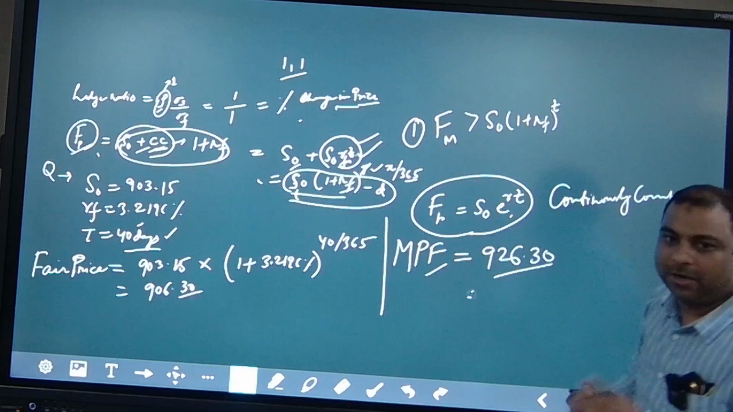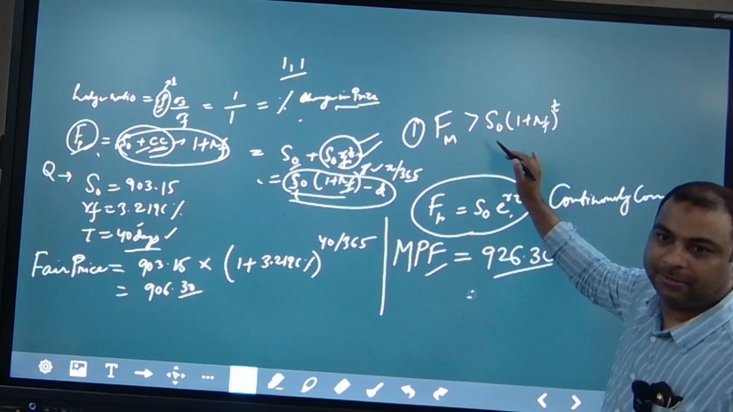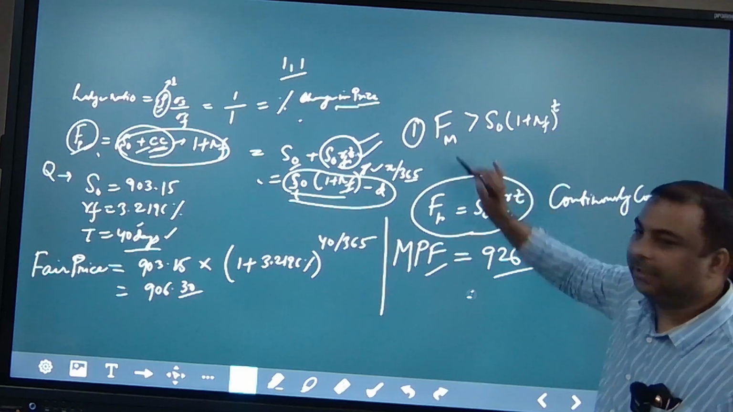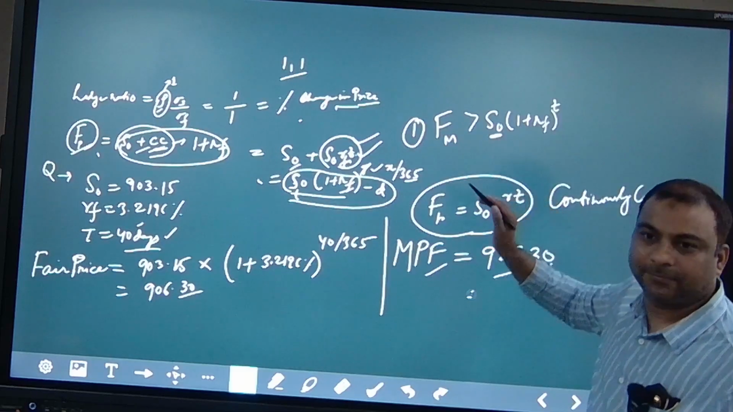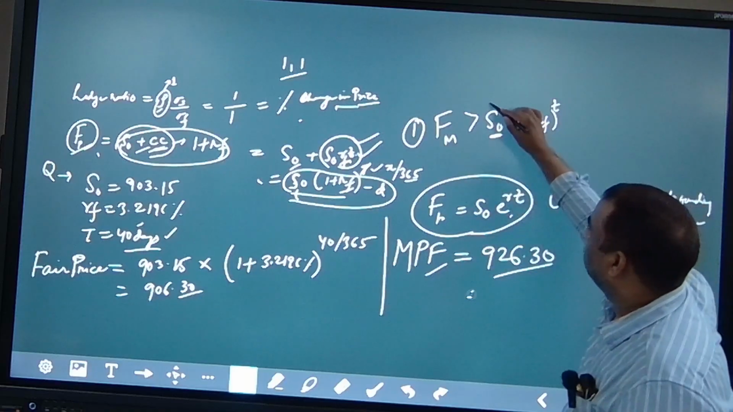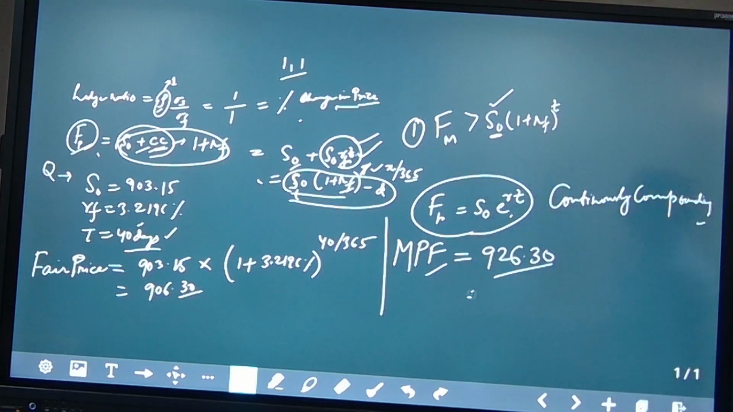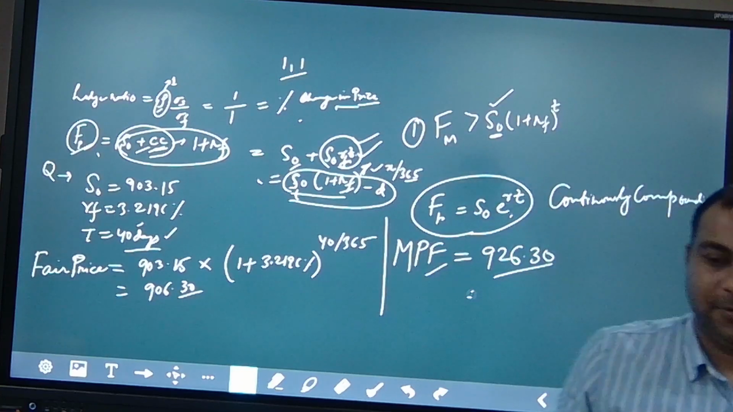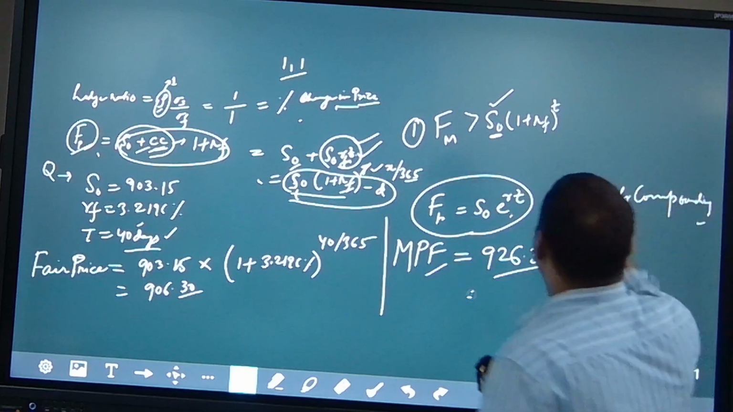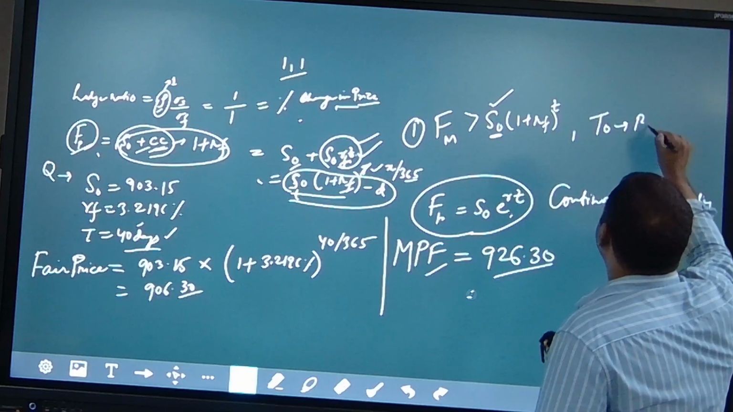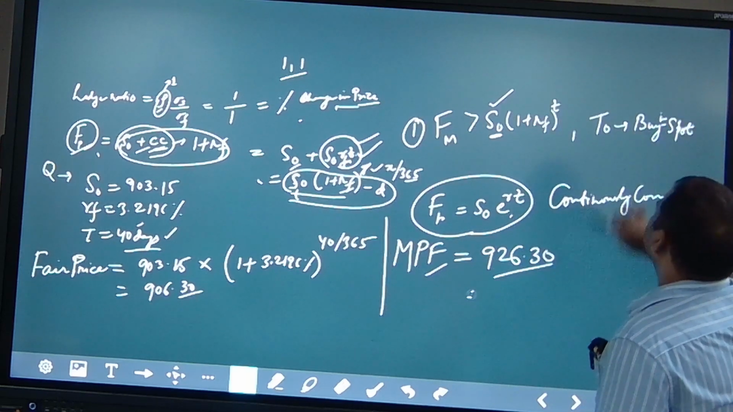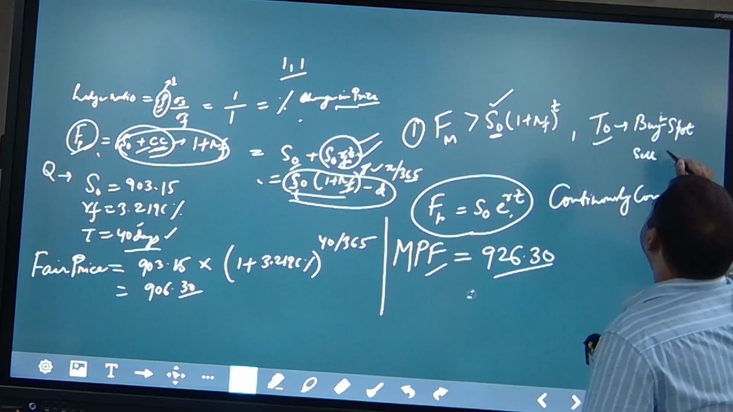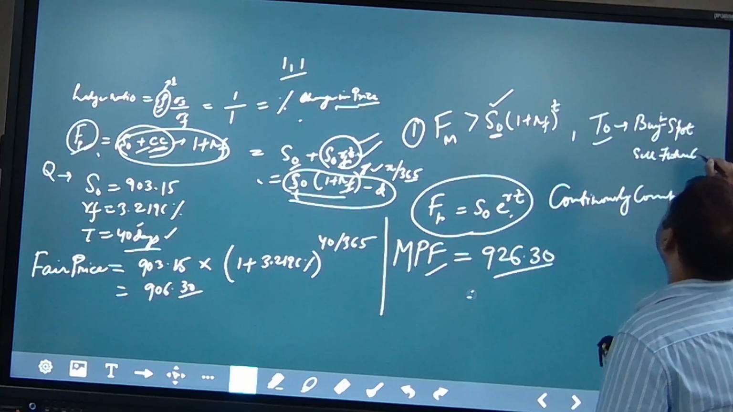In this case, you can earn a profit: buy the cheaper one and sell the higher one, the costlier. So the cheaper one is your spot. Buy, what will you do, you will buy the spot. So you can write: buy the spot at starting time, T0 time, and sell the future contract at the given price.